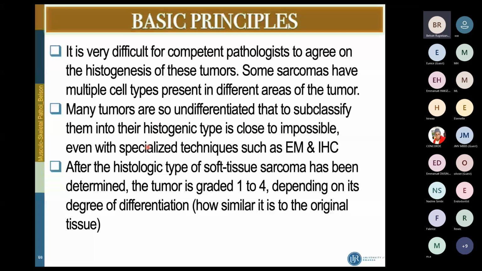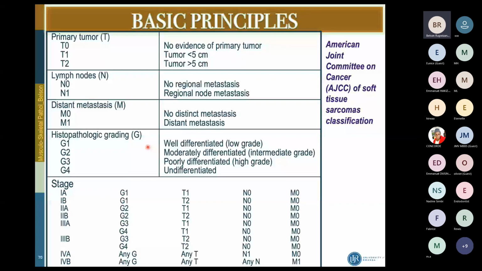So when the histological type of soft tissue has been determined, then we grade the tumor from grade 1 to 4, depending on the degree of differentiation. So if it is well differentiated, you see that it is smooth muscle, so say this is grade 1 or grade 2. When it is purely undifferentiated, then it will be grade 4, which in most cases is the most aggressive. So how do you stage?